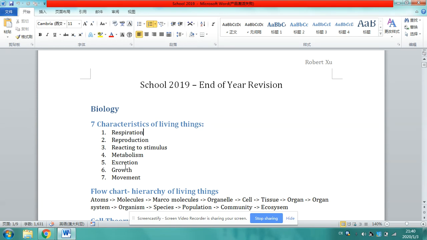Excretion, what's coming in is going out. So for us, that's pooping. For other animals, that could be just getting stuff out from whatever. Growth. Everyone grows.